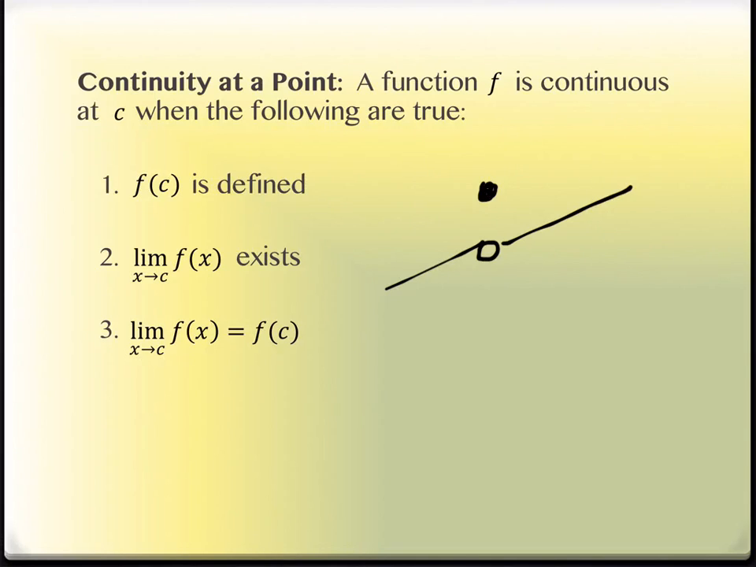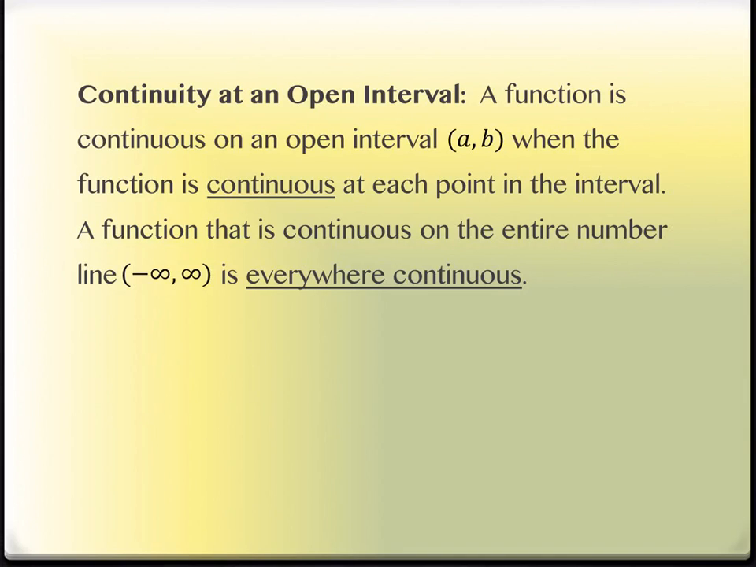All right, so this is at a specific point. Now we want to talk about on an interval in general, and the open interval is the one we're going to be most concerned with looking at. So a function is continuous on an open interval, so all the points between a and b, when it's continuous at all the points between a and b. It's like rocket science kind of definition here on this one. And if it's continuous on the entire number line from negative infinity to infinity, we call it everywhere continuous.